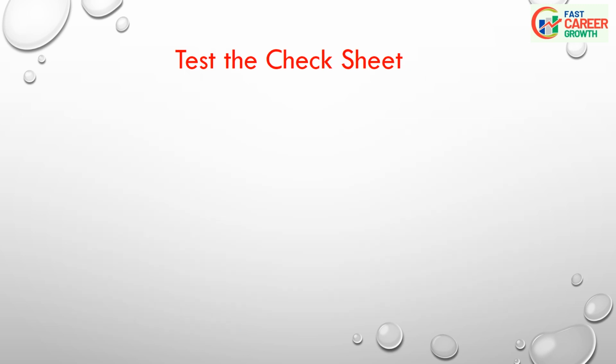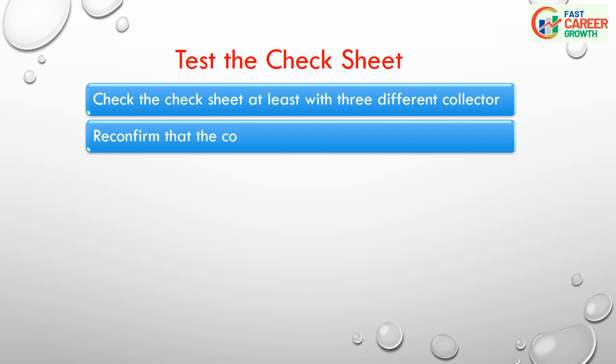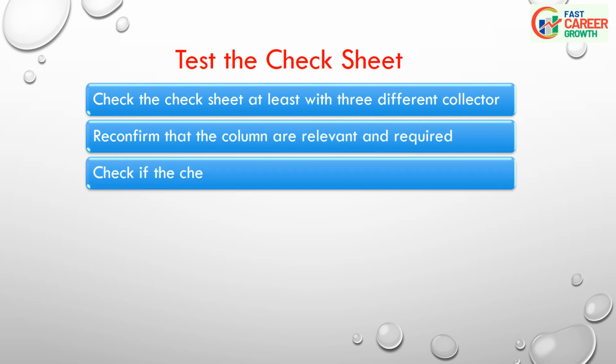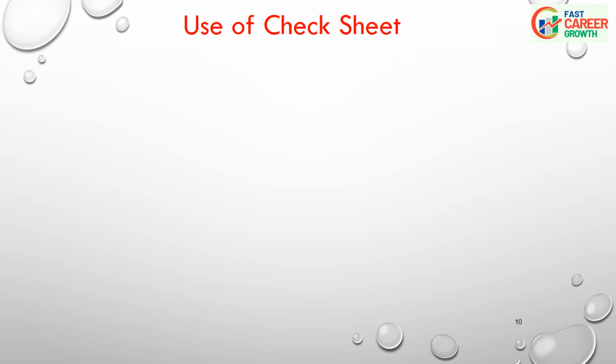Next is test the check sheet. Check the check sheet at least with 3 different collectors. Reconfirm that the column is relevant and required. Next is use the check sheet.